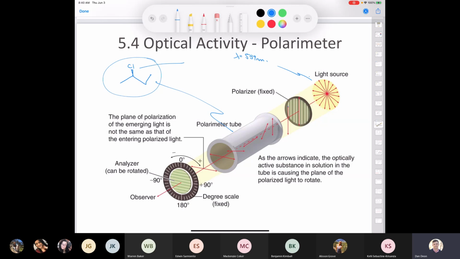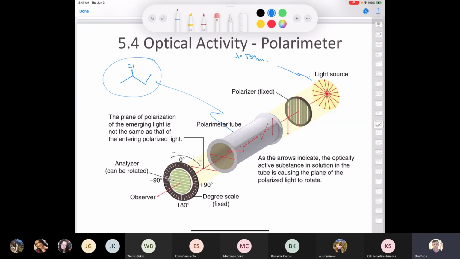And what happens is when the light beams hit a chiral compound, they interact with it, and it's going to rotate the plane polarized light to one side or the other. So then you analyze it on this side over here, and you can rotate this lens to the positive side or to the negative side, and there you go. And then you just measure optical rotation.